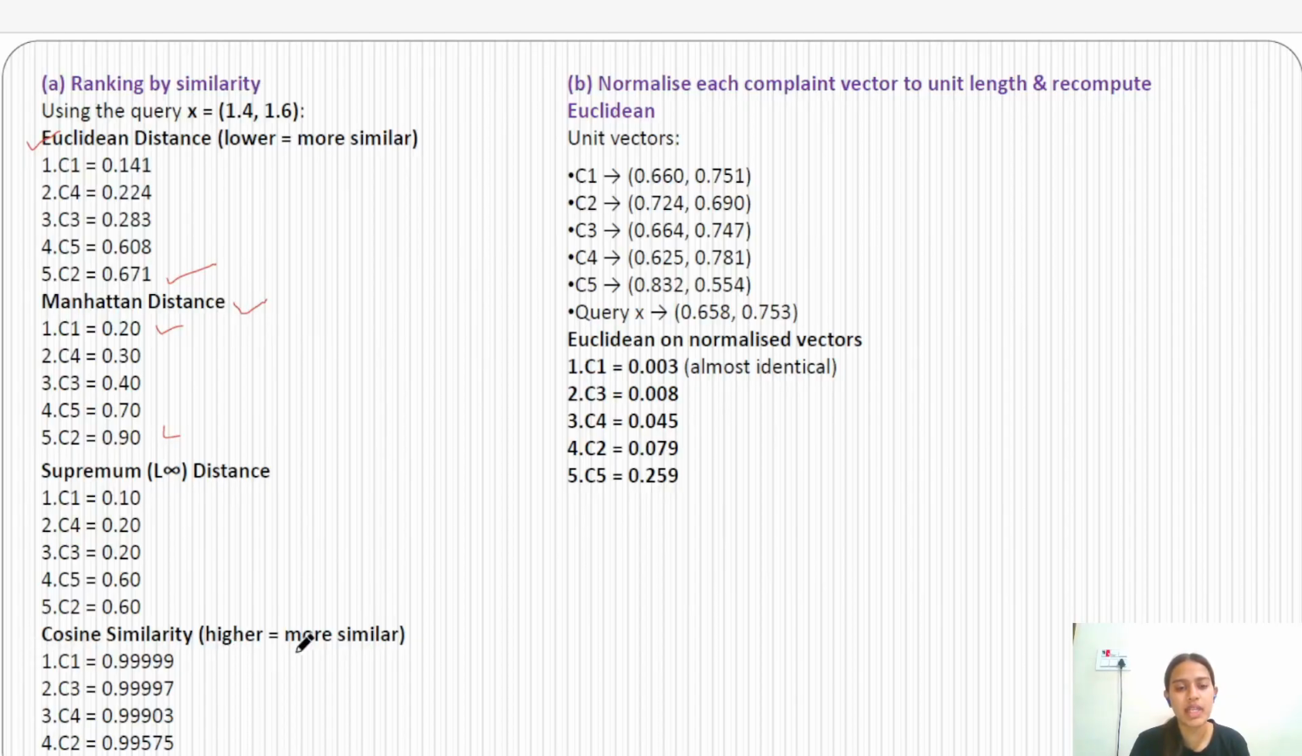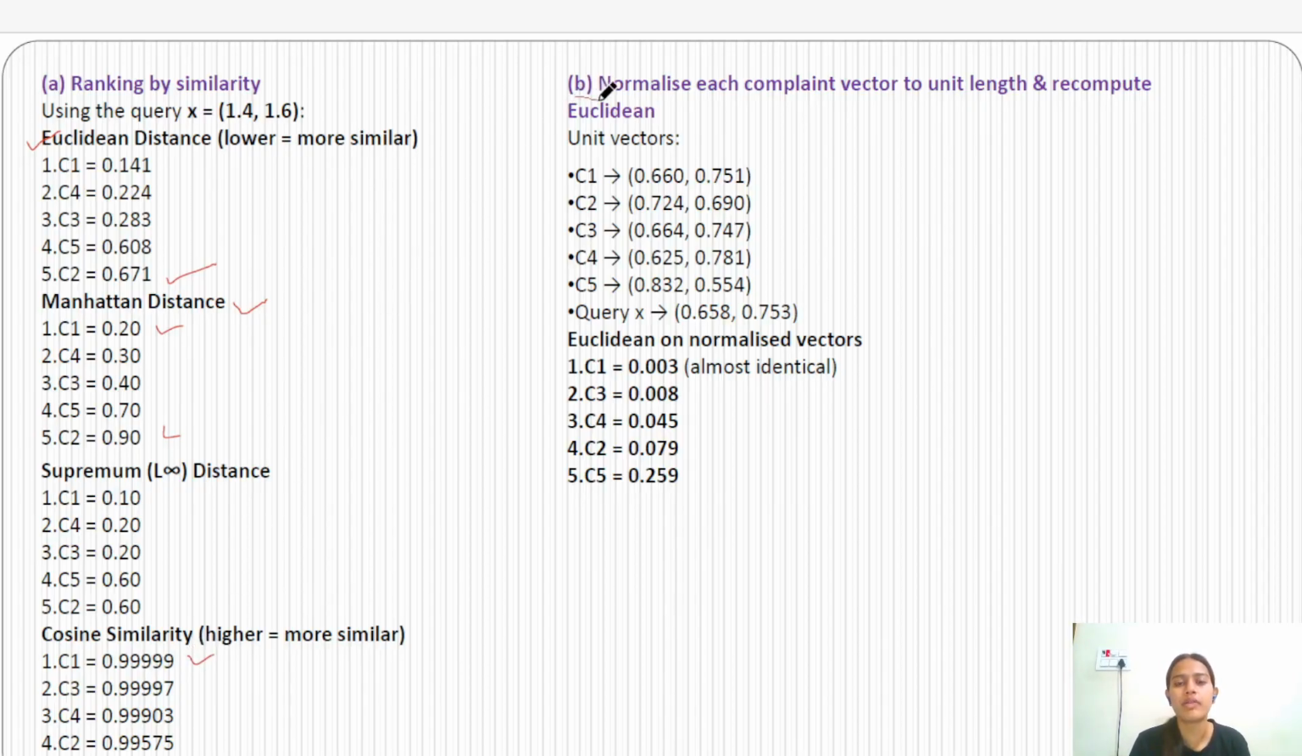Then we will use cosine similarity. Higher equals more similar, so if the cosine similarity is higher, it is more similar. We can see that the greater value here is for C1, so it is placed at the top, meaning it is more similar.